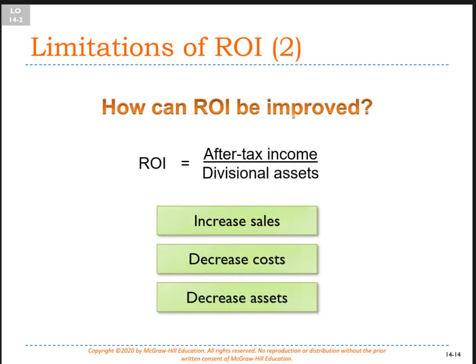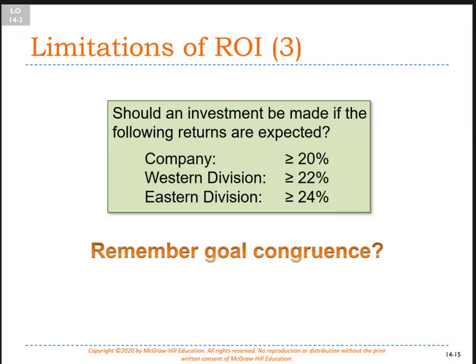Okay, so if you're going to improve return on investment, you've got to increase sales, decrease costs, we talked about that already, or decrease assets. And sometimes the shortcut, if you will, of those three is to decrease assets. Push them out the door or something like that. Find ways to do with less, which can be fine for a time, but can lead to problems down the road.